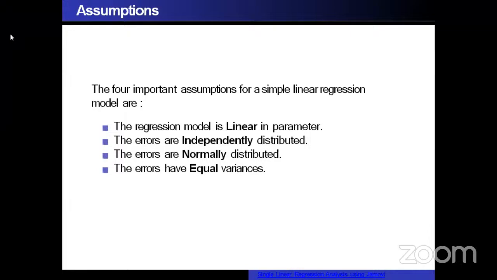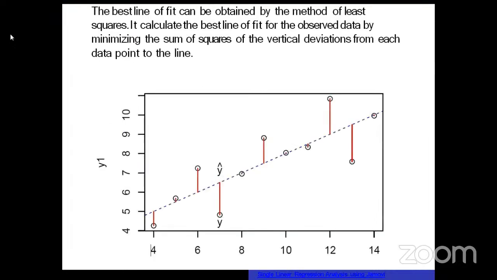Important assumptions for simple linear regression: the regression model is linear in parameters, errors are independently distributed, errors are normally distributed, and errors have equal variances. So we have to check all these things, like hypothesis testing and ANOVA. Here also we have to check the normality, equality of variance, independence of variables, and linearity in parameters. Everything you have to check. For the normality test, we have to draw the graph.